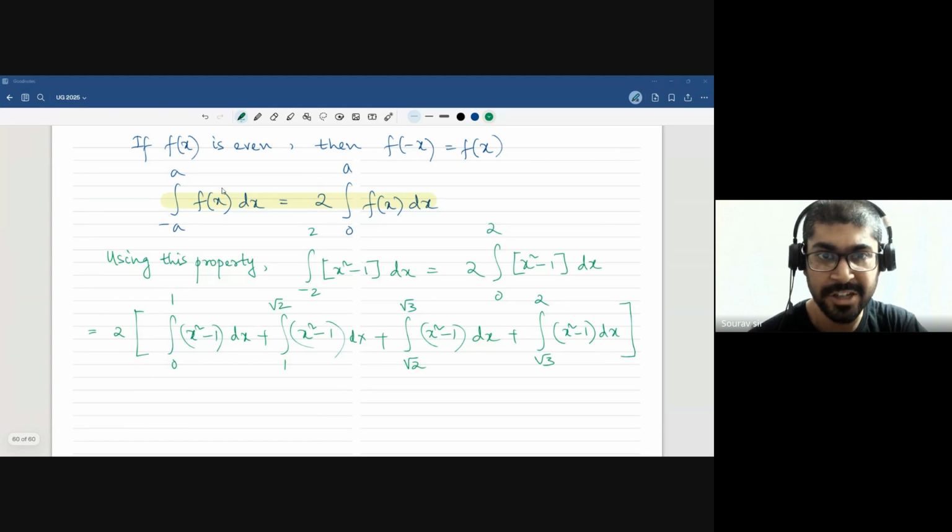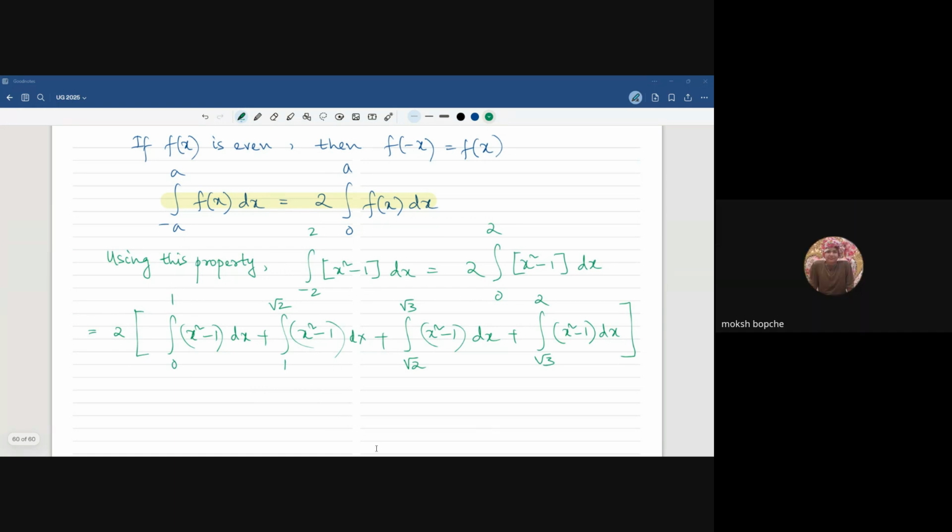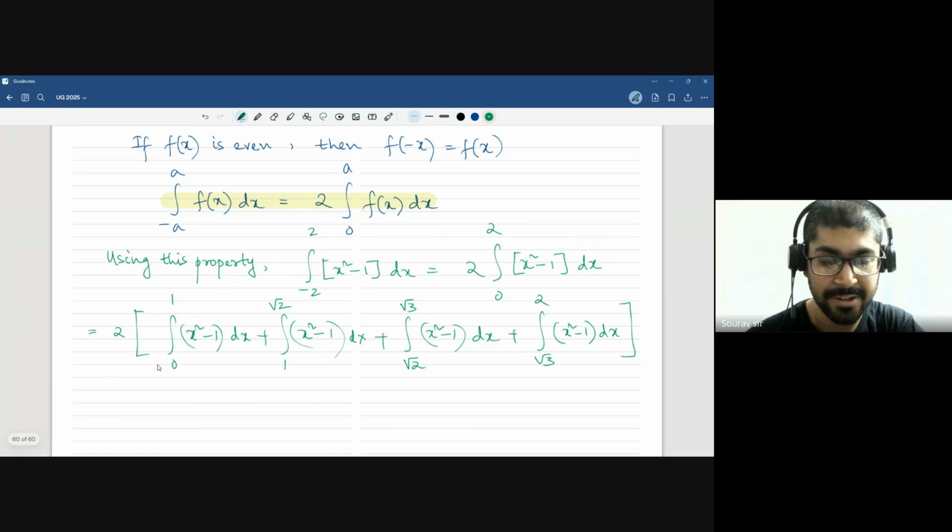Okay, so there will be no constant of integration. No, sir, it's a definite integral, no constant. Yes, fine. So now integrate. This is very easy, right?